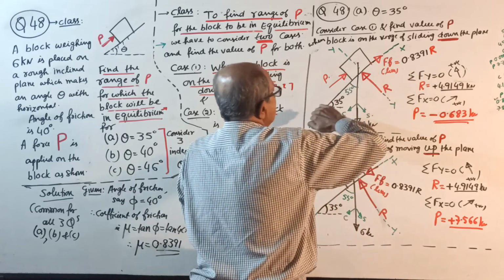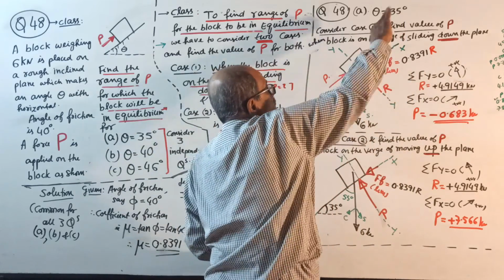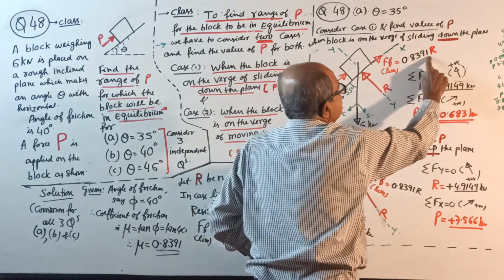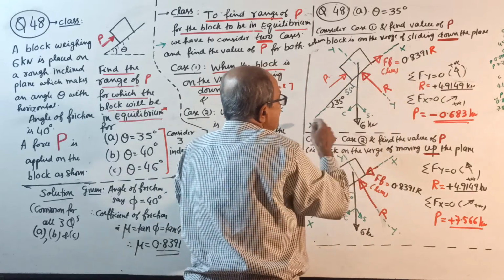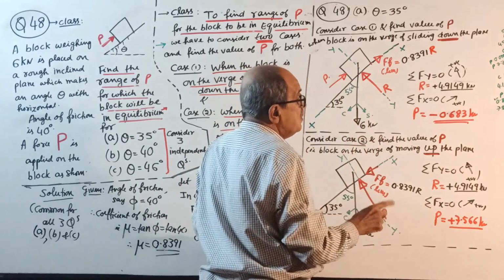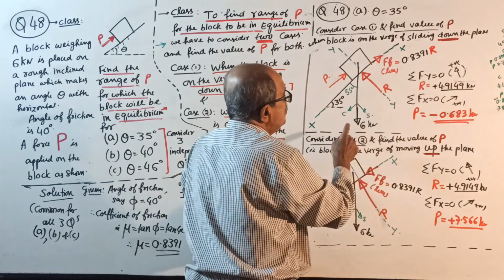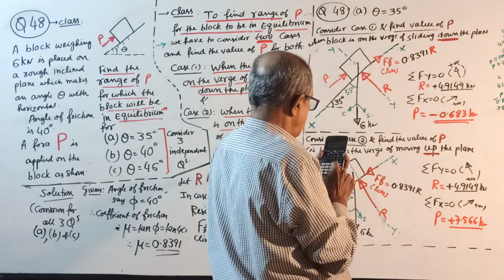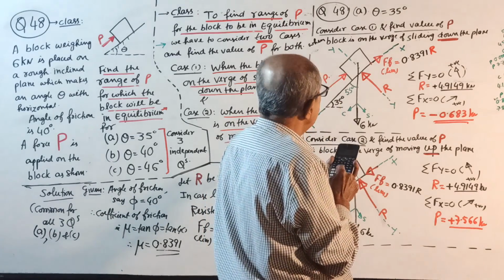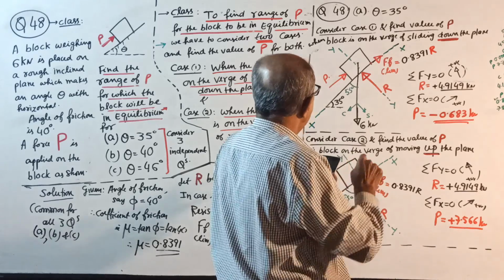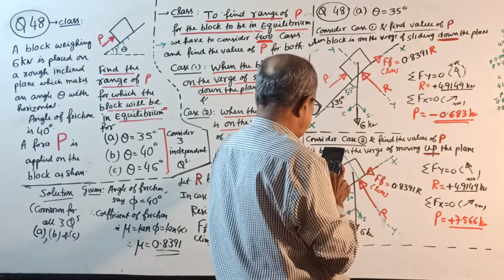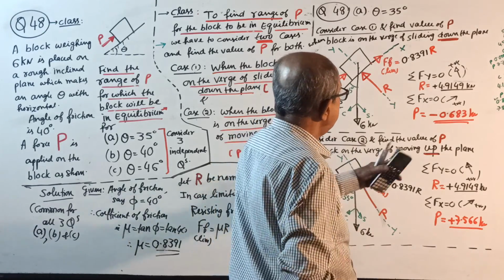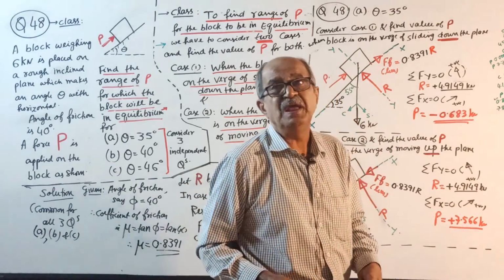Sigma Fx = 0. See, plus P, right side, this way positive, plus P plus 0.8391 R minus 6 cos 55 equal to 0. Substitute that R value, you will get P. That P will come 4.9149 into 0.8391, that is the answer, P, that you subtract from 6 into cos 55, minus 0.683. Oh, minus value came. I will explain why minus.